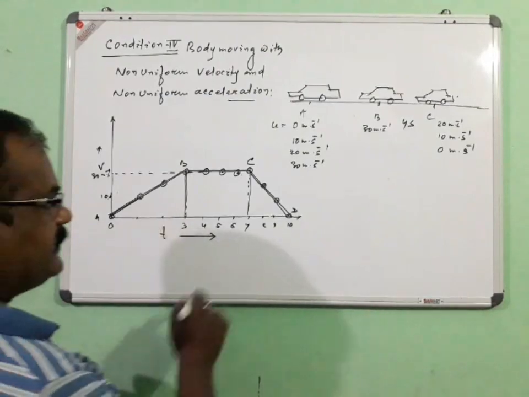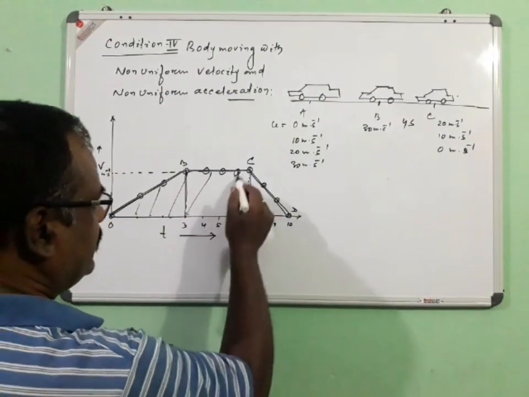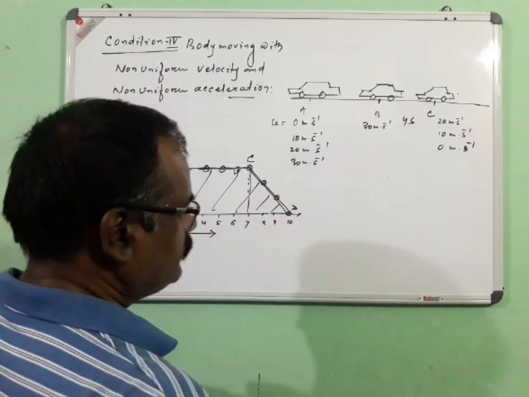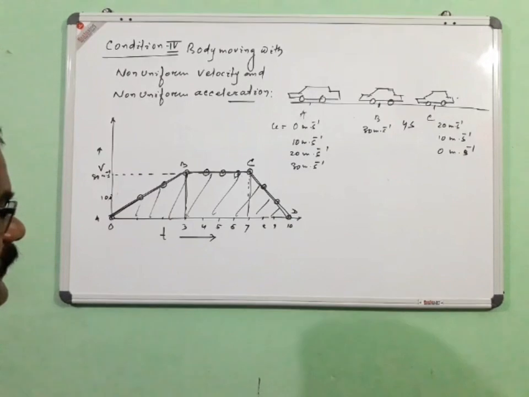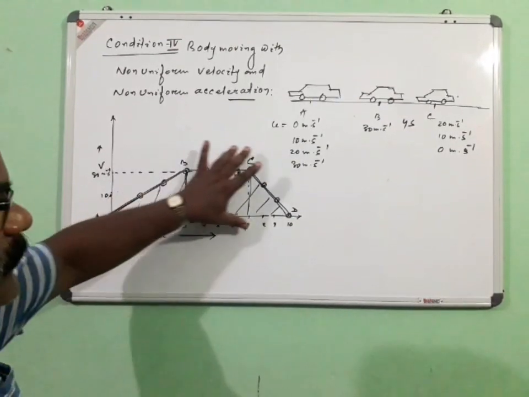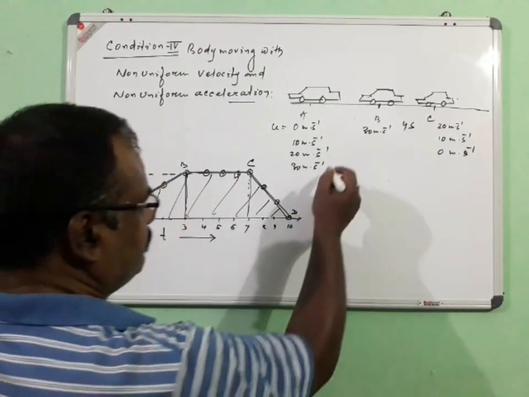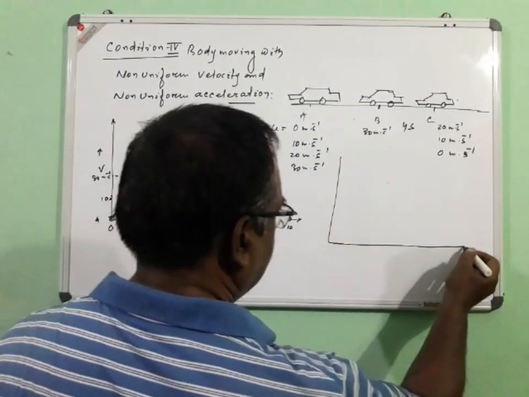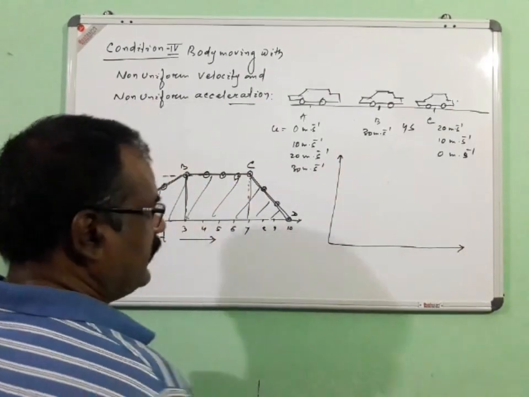Now, second thing, if we find the area of this trapezium, the entire trapezium, that will show the total distance travelled by the body, how much distance is travelled by the body. Similarly, there are many examples where we can find different shapes in the graph, if a body moves with non-uniform velocity and non-uniform acceleration.